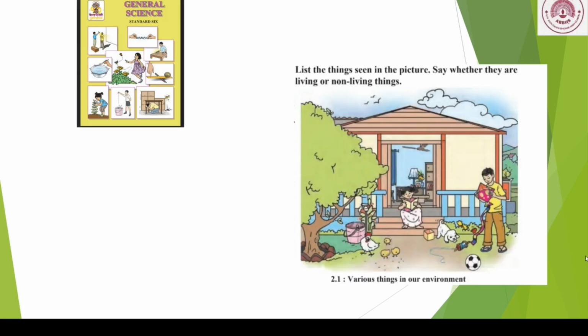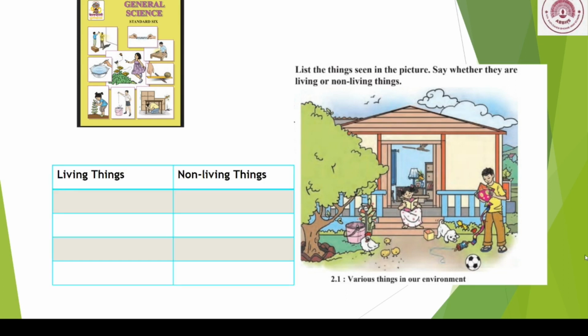In the picture alongside, you can see many things. You can classify them as living things and non-living things. The dog, the hen, the girl, and the tree are all living things, whereas the ball, the kite, fan, bucket, etc. are non-living things. When we classify, we use certain features that are seen in living things. These features are not seen in non-living things. Such features are called characteristics of living things.